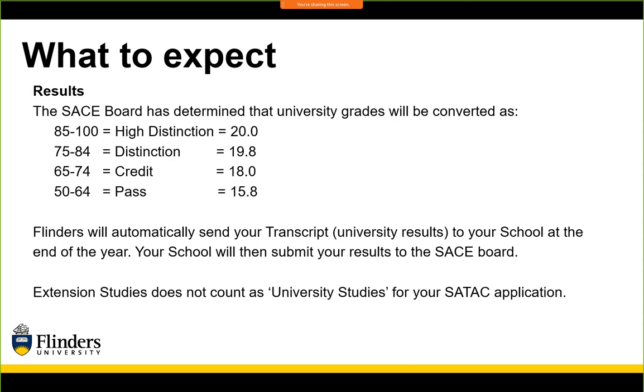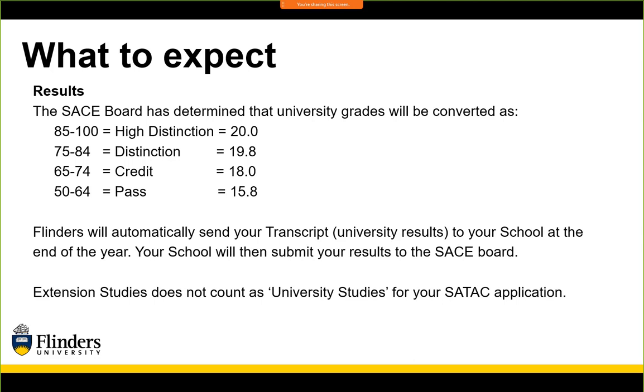With your results, we will automatically send out your results to your school at the end of the year, and your school will then submit those results to the SACE board. All of the topics that you're doing as part of Extension Studies have been approved by SACE so that they will all be counted towards your SACE. And just to be clear, you're not required to do 2 topics from the same study area. You could, for example, do a maths topic in semester 1 and go and do an archaeology topic in semester 2. It's still going to count as a 20 credit SACE topic.